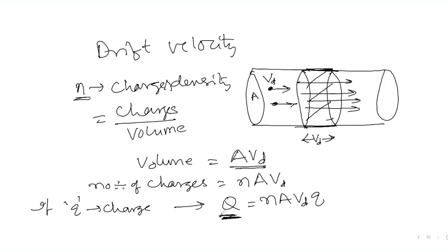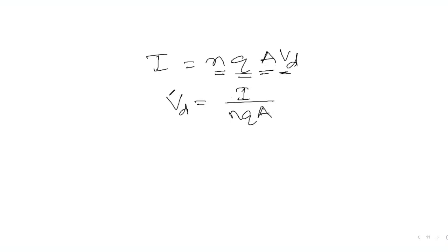Therefore, this is nothing but charge by time, which is nothing but current. That is the expression for electric current in terms of drift velocity: I equals n q A Vd, where n is the charge density, number of charges per unit volume, q is the charge of each charge carrier, A is the area, and Vd is the distance travelled in unit time. So drift velocity is equal to I divided by nqA. This is the expression for drift velocity.